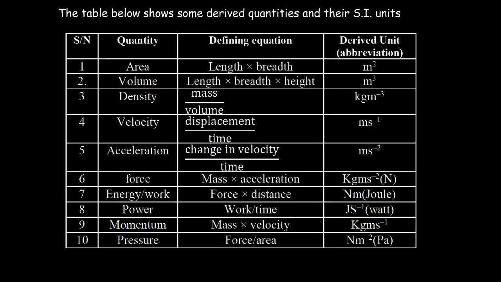We have energy or work, which is force times distance, and the derived unit is Newton meter, which is also called joule. Now we have power, which is work over time, and the derived unit is joule per second or watt. We have momentum, which is mass times velocity, and the derived unit is kilogram meter per second. We have pressure, which is force over area, and the derived unit is newton per meter square or pascal.